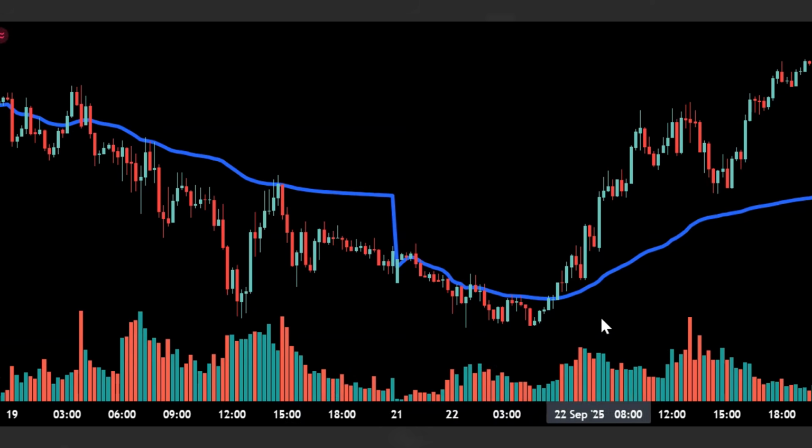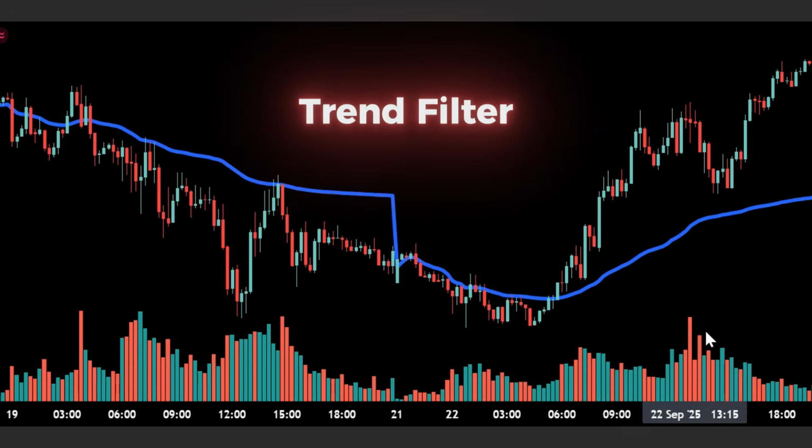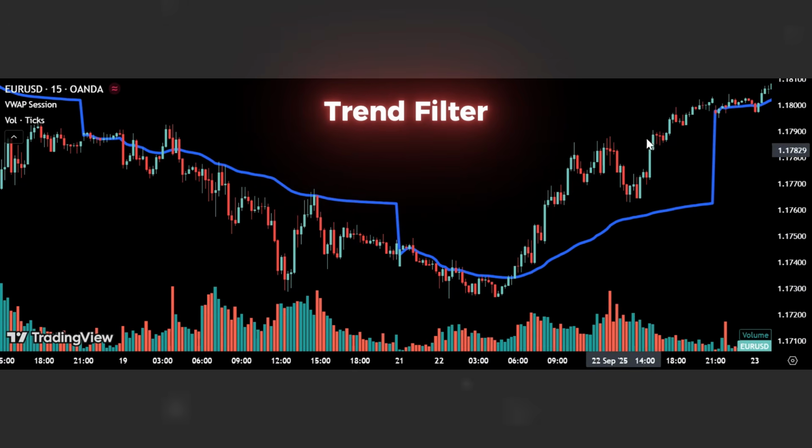Many professional traders use VWAP as a trend filter. When the price stays above VWAP for most of the day, it signals a bullish environment. When it stays below, it signals bearish conditions. By using VWAP, we can decide whether to focus on buying or selling opportunities.